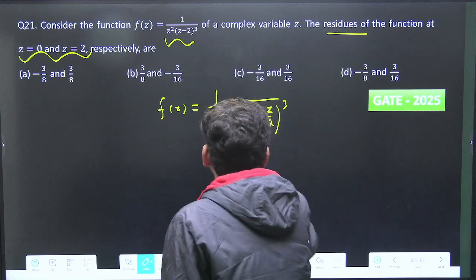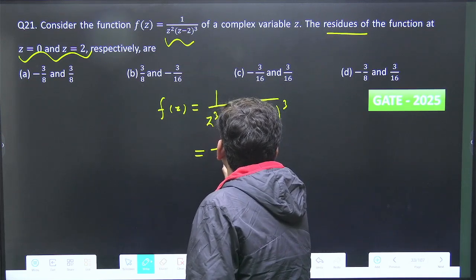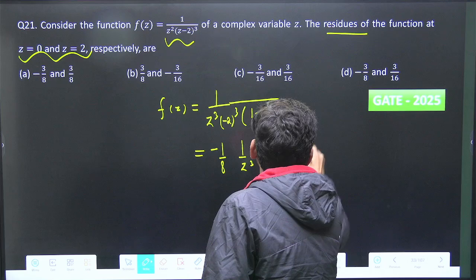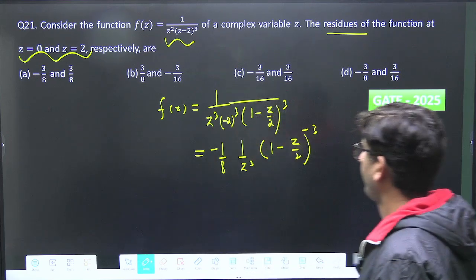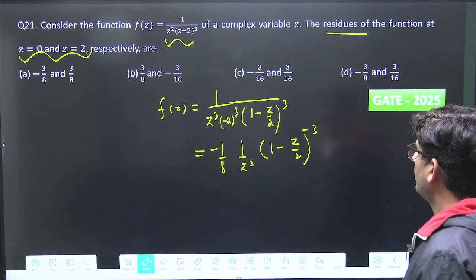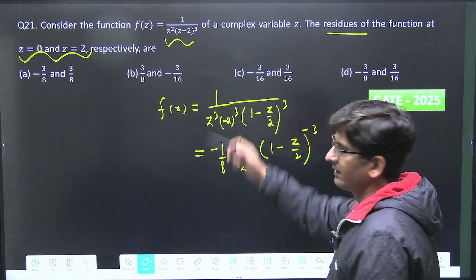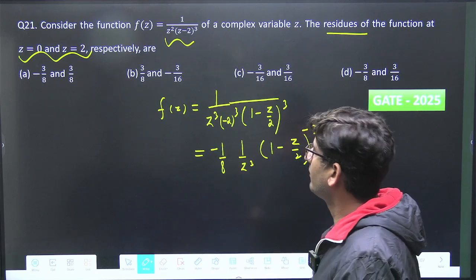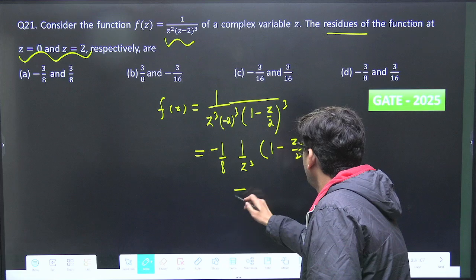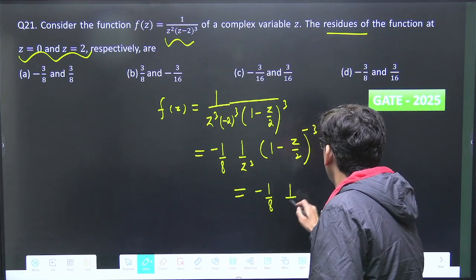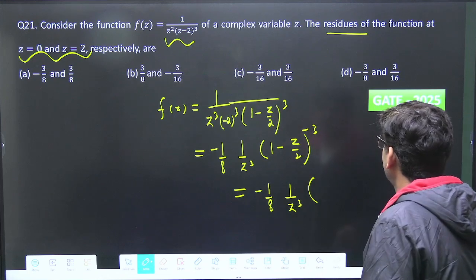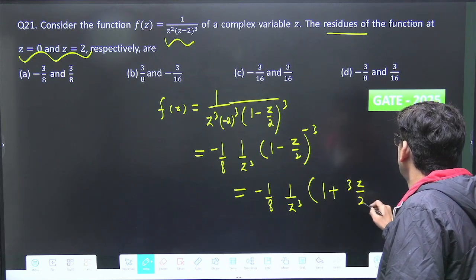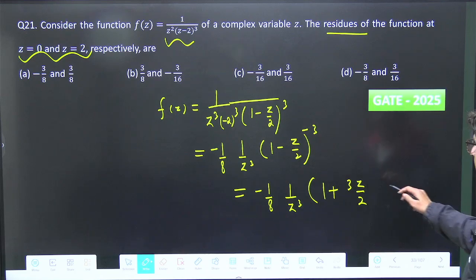Now you go for this, it will become minus 1 by 8, 1 by z cube, and (1 minus z by 2) to the power minus 3. Alright. So now I want the coefficient of 1 by z. About z is equal to 0, if I want b1, that will be the coefficient of 1 by z. So just write minus 1 by 8, 1 by z cube, and this will become 1 plus 3z by 2. So I want z square here.